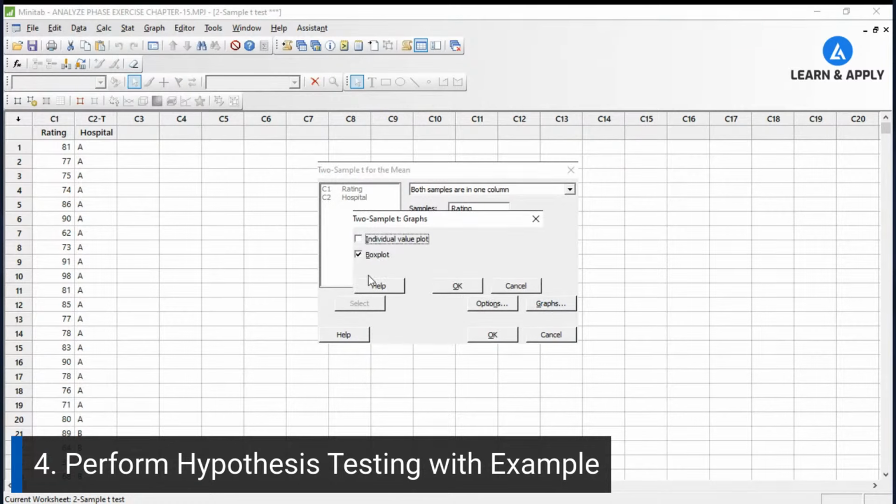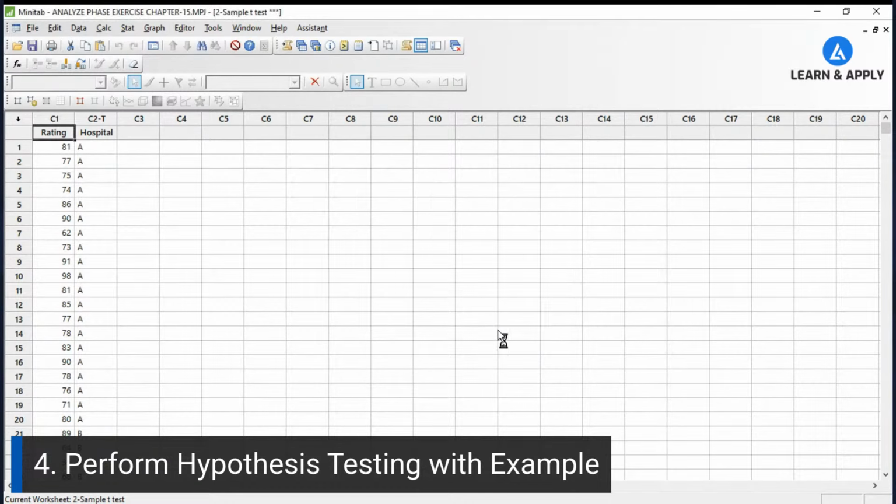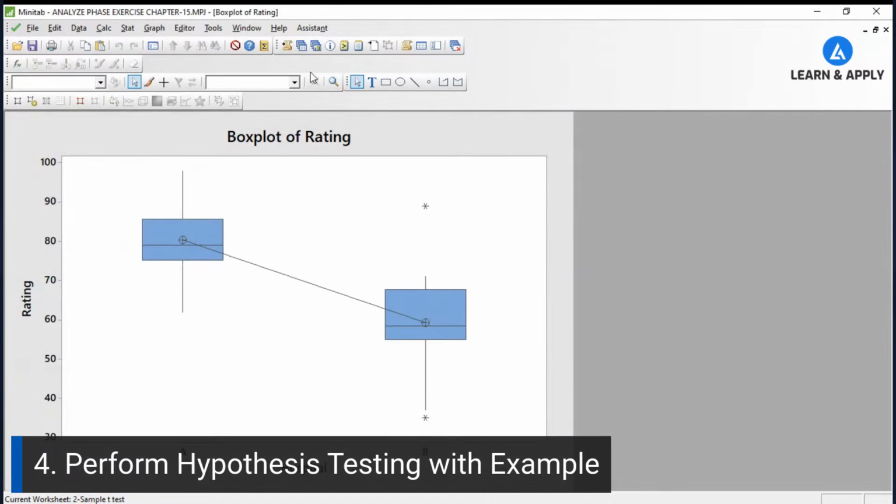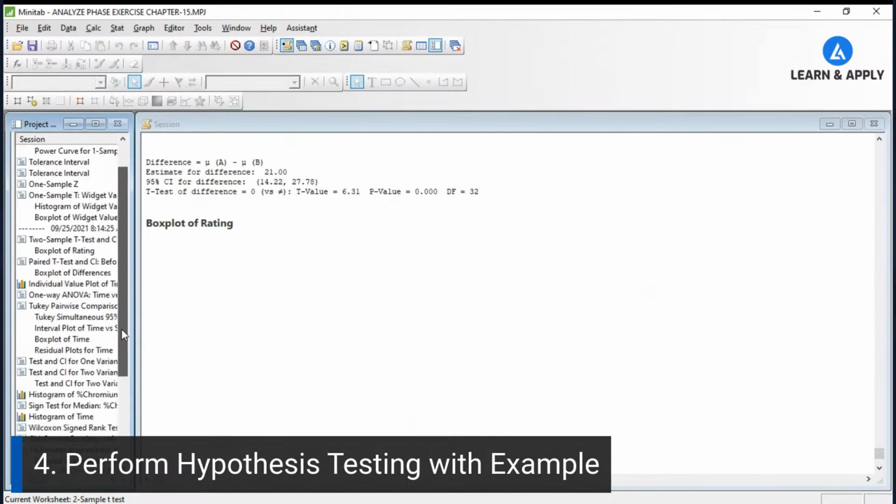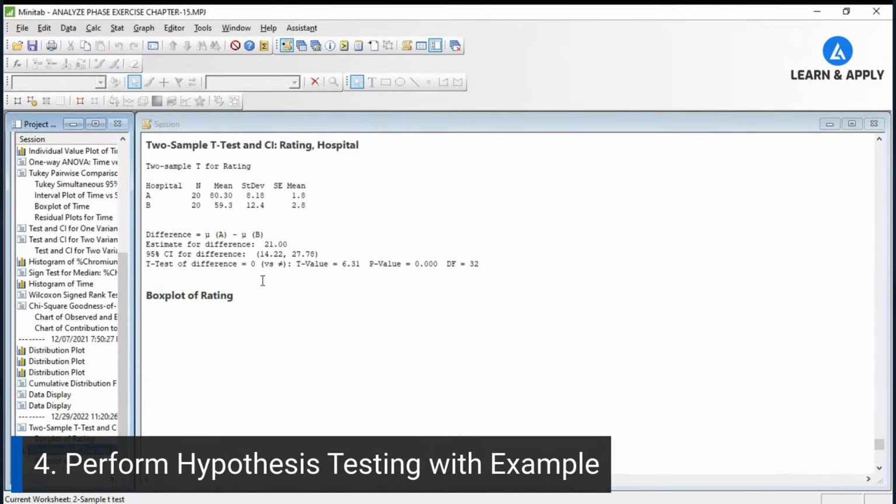In Graphs, we can select the box plot to also understand the results in graphical format, and then click OK. Click OK. So we'll be getting the results both in statistical format and in graphical format. We can see here the rating for hospital A is 80.3 for 20 samples, and for B it's 59.3 for 20 samples.